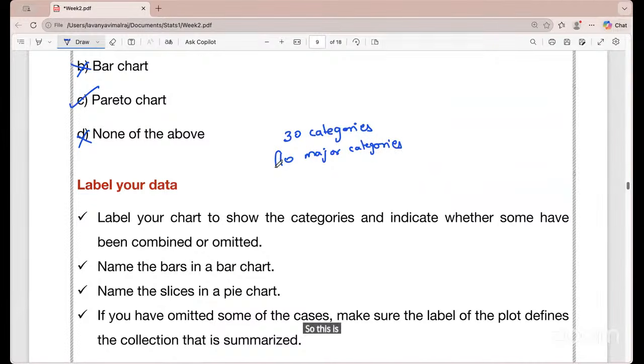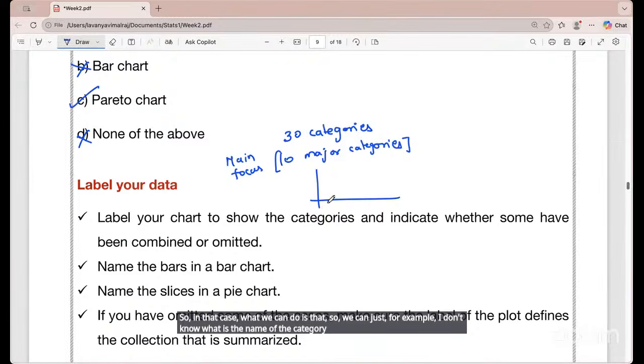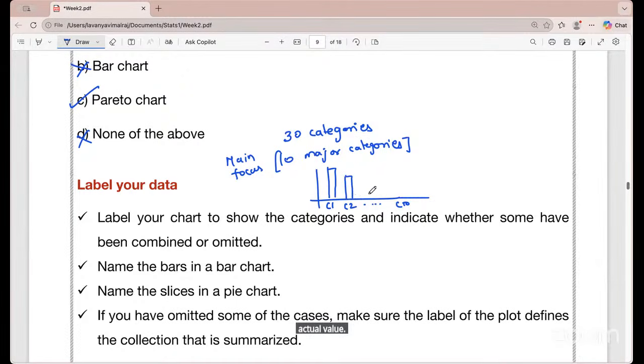So this is our main focus. In that case, what we can do is, for example, I don't know what the name of the category is, so maybe I'll give some names like category 1, category 2, up to category 10. For these 10 categories, I'm going to display the actual value. And for the remaining, instead of just adding C11, C12 up to C20, I'm just going to put others and represent it in one bar.